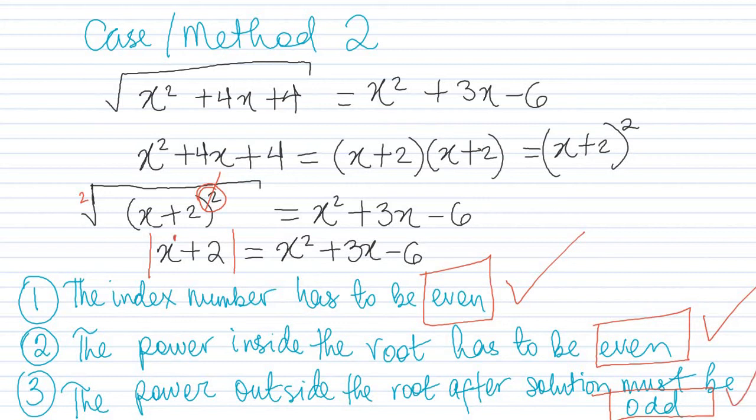So at the end of the day, what you end up with is this equation after application of the square root and the squares cancelling out. You end up with x plus 2, and it has to be in an absolute value symbol, because all three conditions for it to make the absolute value symbol have been met. That is it. If the index number was odd, we're not going to have this situation. If the power inside the root was odd, we're not going to have this situation. If the power outside of the root after solution is even, we're not going to have this situation. So hence, all these three conditions are met, and this is what we're going to do. So now we have that.